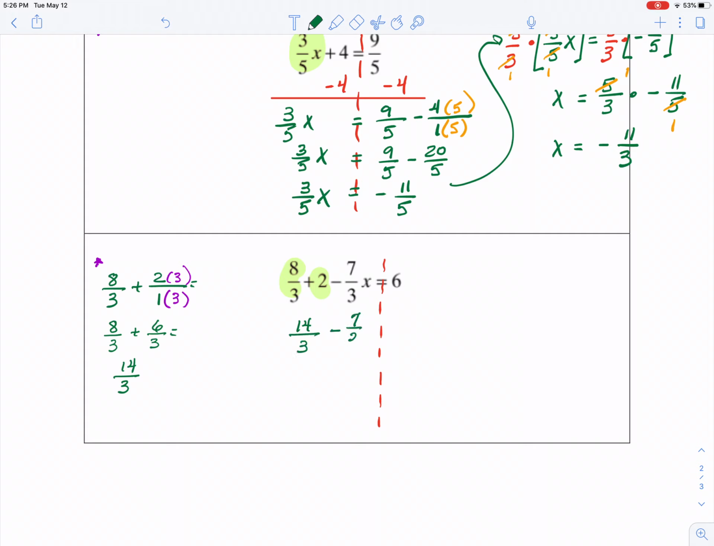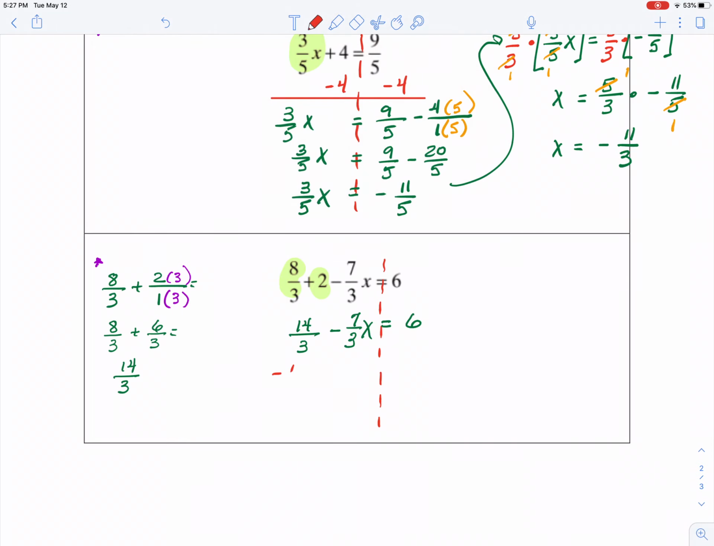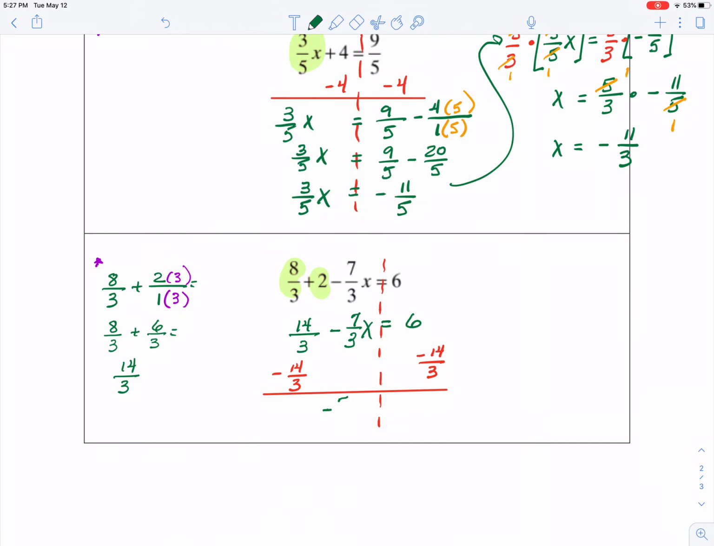I'm copying down the variable term. Here is my equals mark, and on the right-hand side, I have the 6. All right, so my next step is going to be to isolate the variable term, and in order to do that, that 14/3 needs to go away, so I'm going to subtract it away from both sides, which successfully isolates this negative 7/3 x. That's my variable term.